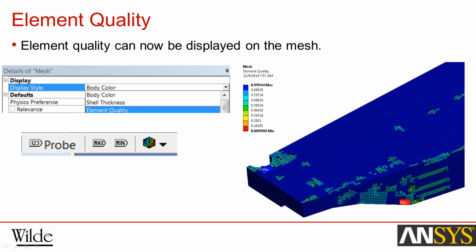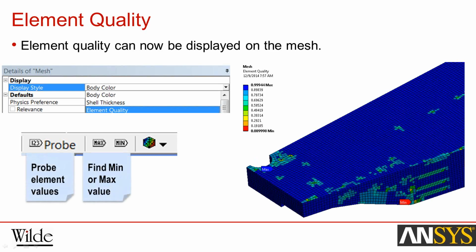In version 16, we now have the ability to plot the element quality directly onto the mesh. This gives us a very good visual representation of where our good quality and also the bad quality elements are. As with the results post-processing that we have available to us in Mechanical, we can also highlight the minimum and maximum values and also probe individual elements.